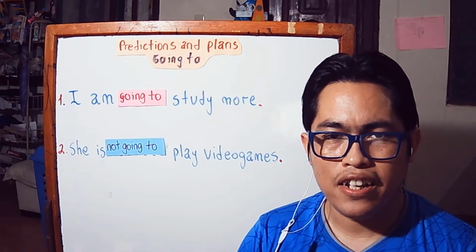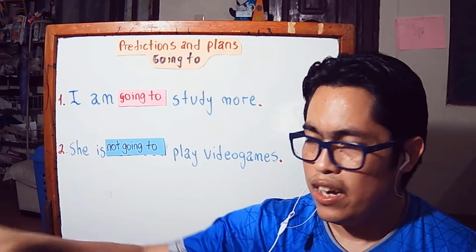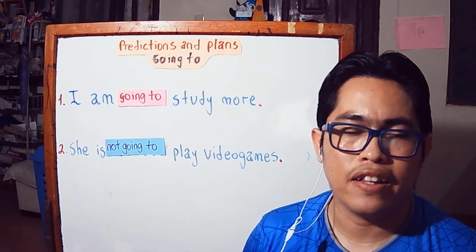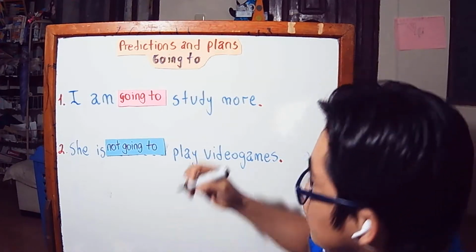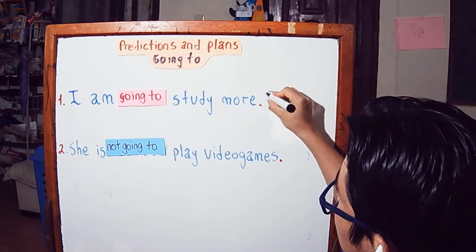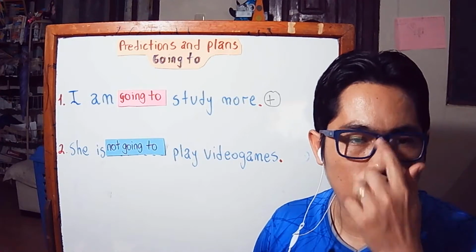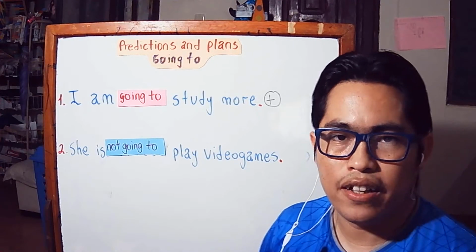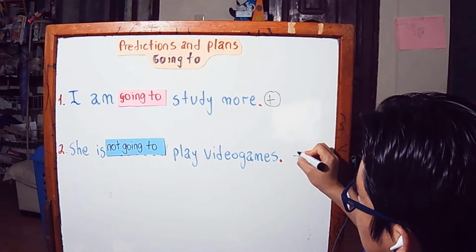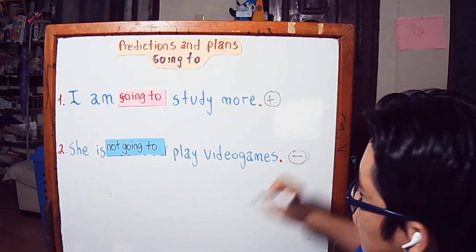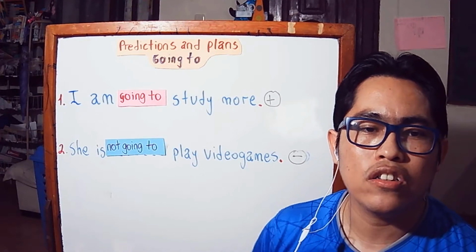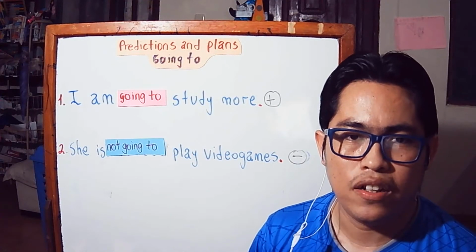So as you can see, this is so simple and so easy. I am giving you the example of a positive sentence. Okay, positive sentence, I am going to study more, and an example of negative sentence. She is not going to play video games, right?